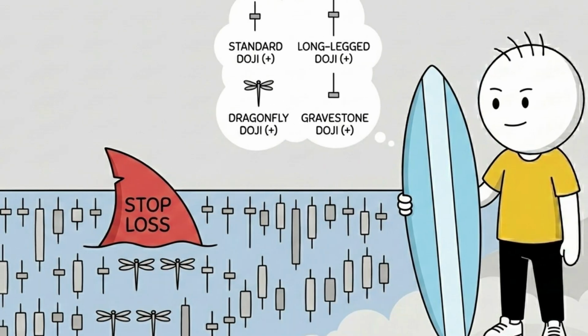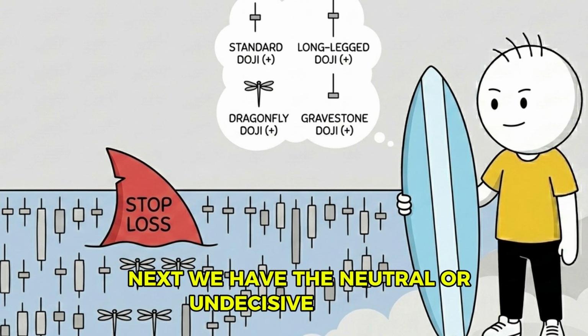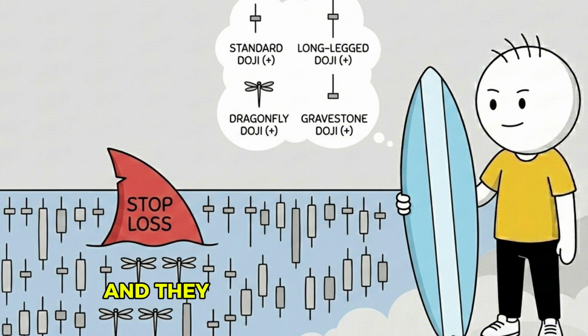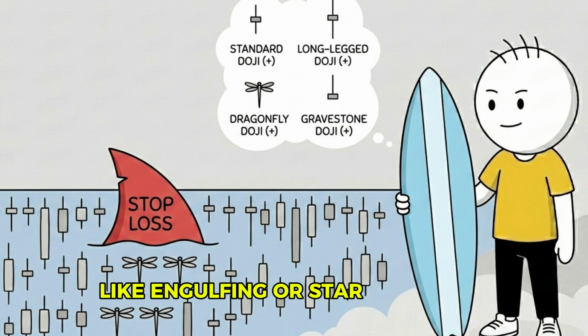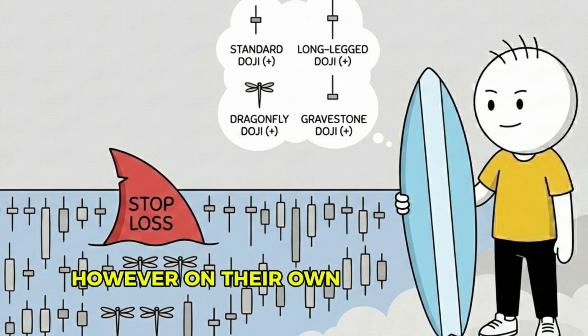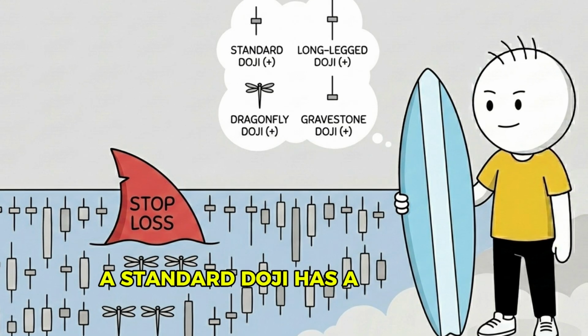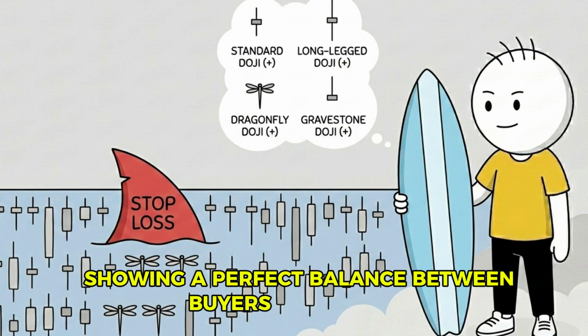Indecision. The dojis. Next, we have the neutral or indecisive candles known as dojis. We touched on these earlier, and they are extremely effective when combined with other patterns like engulfing or star formations. However, on their own, they represent a lack of momentum. A standard doji has a tiny or non-existent body, showing a perfect balance between buyers and sellers.